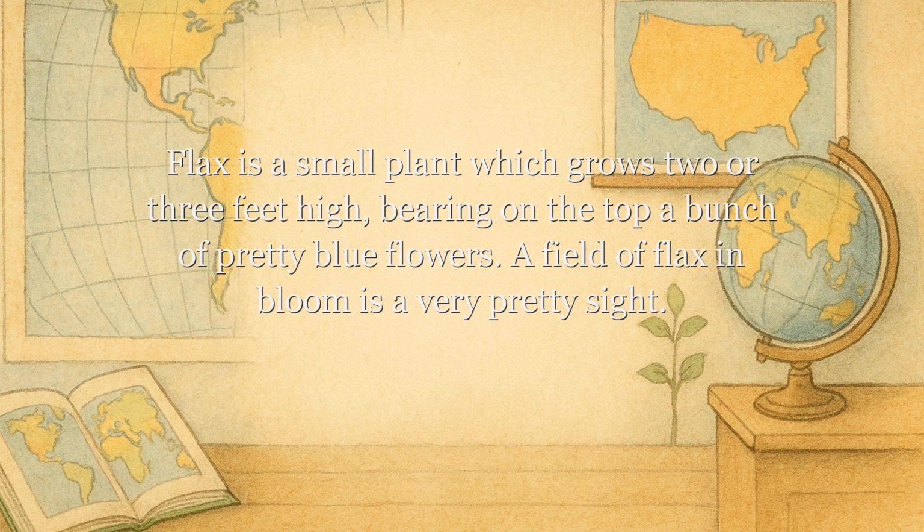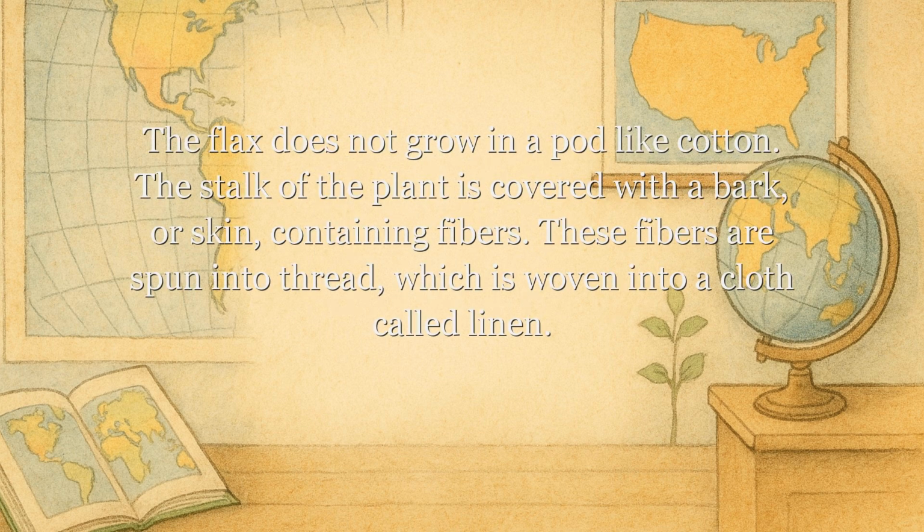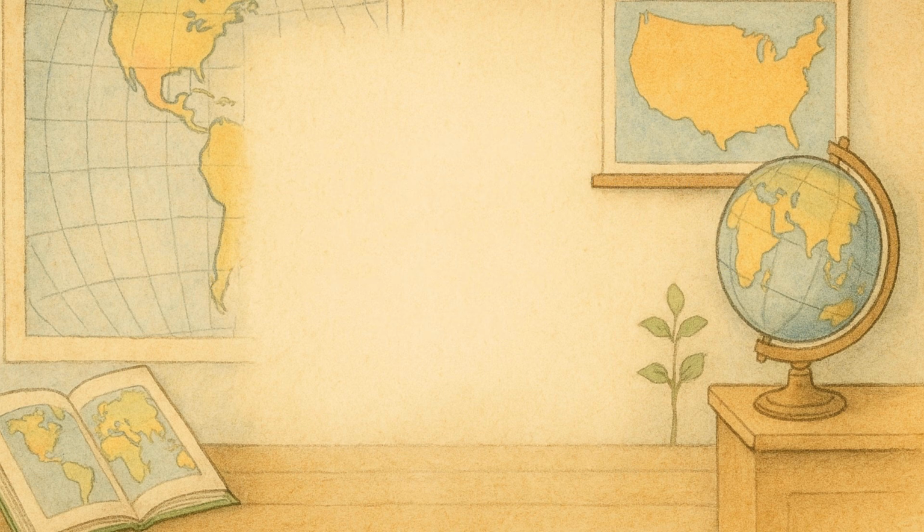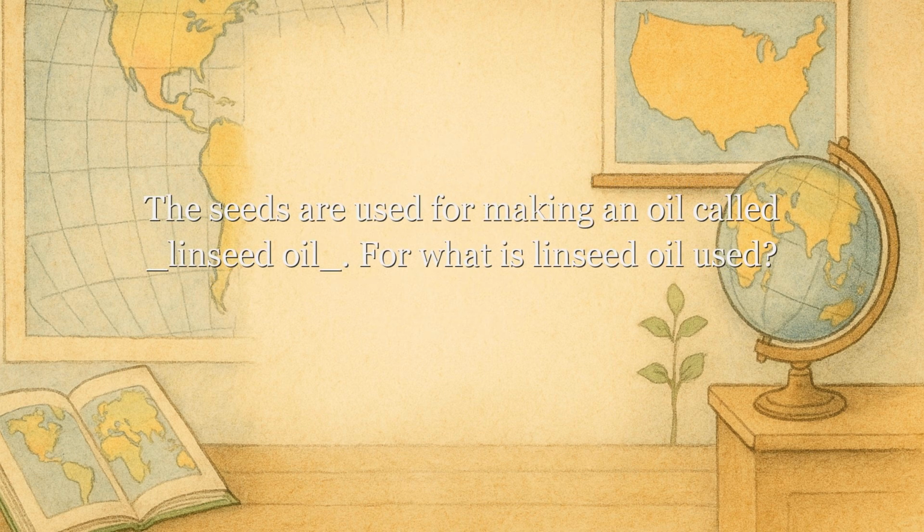Flax is a small plant which grows 2 or 3 feet high, bearing on the top a bunch of pretty blue flowers. A field of flax in bloom is a very pretty sight. The flax does not grow in a pod like cotton. The stalk of the plant is covered with a bark or skin containing fibers. These fibers are spun into thread, which is woven into a cloth called linen. The seeds are used for making an oil called linseed oil. For what is linseed oil used?